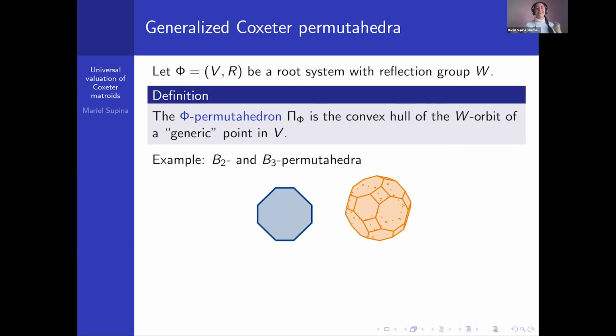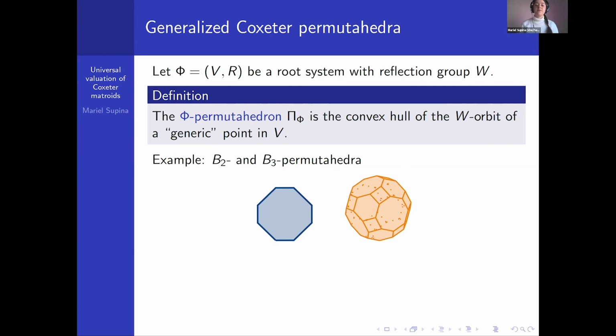To generalize the idea of generalized permutahedra to this more general setting, we have some root system with these hyperplanes that give me a reflection group. What I'm going to do is pick a point in my vector space that's not on any of the hyperplanes. That's what I mean by a generic point. Then I reflect it over all the hyperplanes, and that gives me the vertices of some polytope. I take the convex hull of that, and I call that the Φ permutahedron, or the permutahedron for that root system.